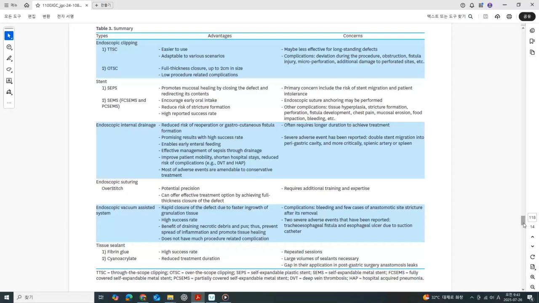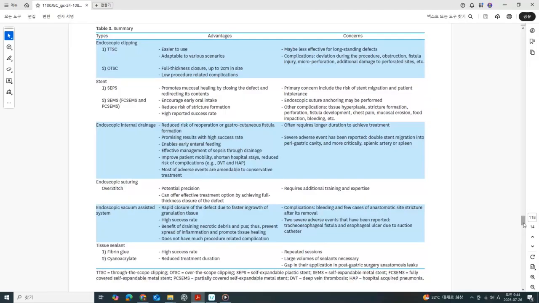It lists each intervention, clipping, both types, stents, plastic and metal, EID, suturing, EVT, sealants, and right next to it, the key advantages and the main concerns or disadvantages. So you can quickly see, for example, clipping, easy to use, but risk of obstruction. Stents, promote healing, but watch out for migration. Exactly. EID reduces reoperation, allows early feeding, but potential for longer treatment, and that rare severe migration risk. Suturing, precise, but needs expertise and durability can vary.